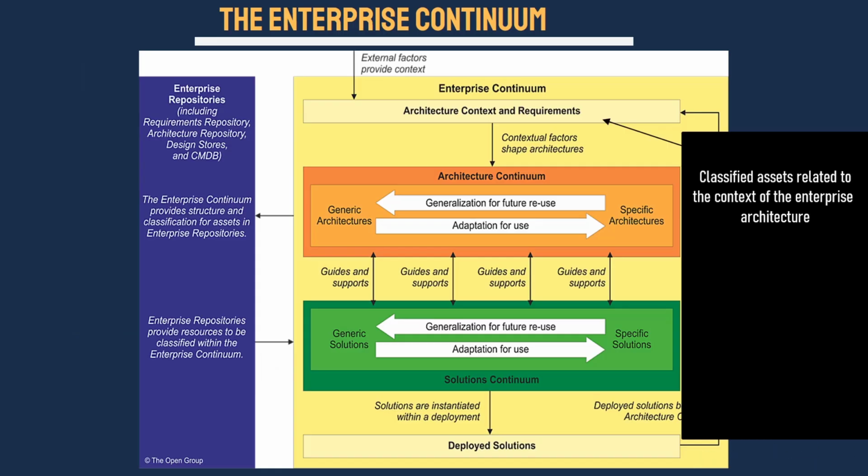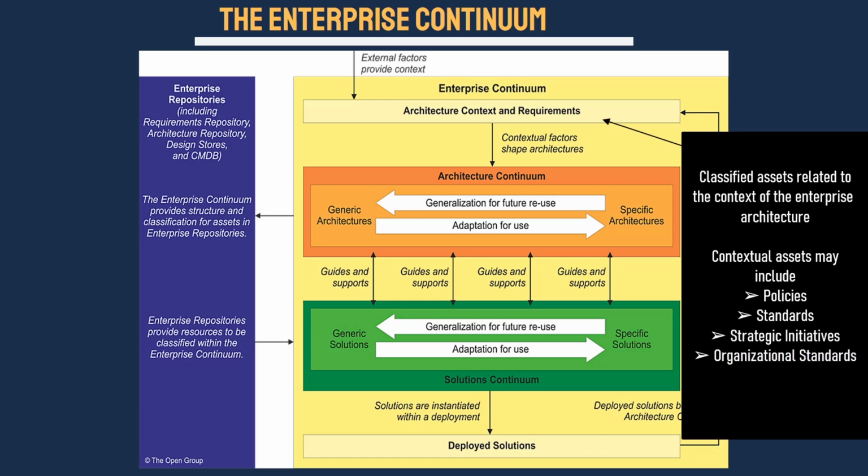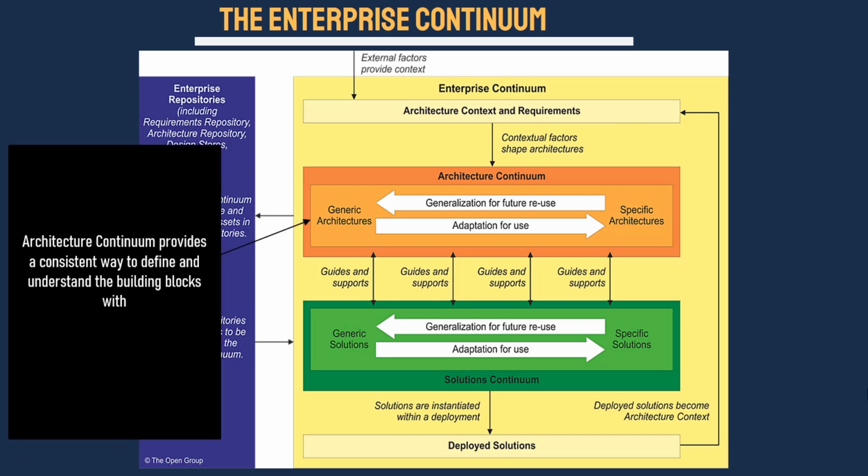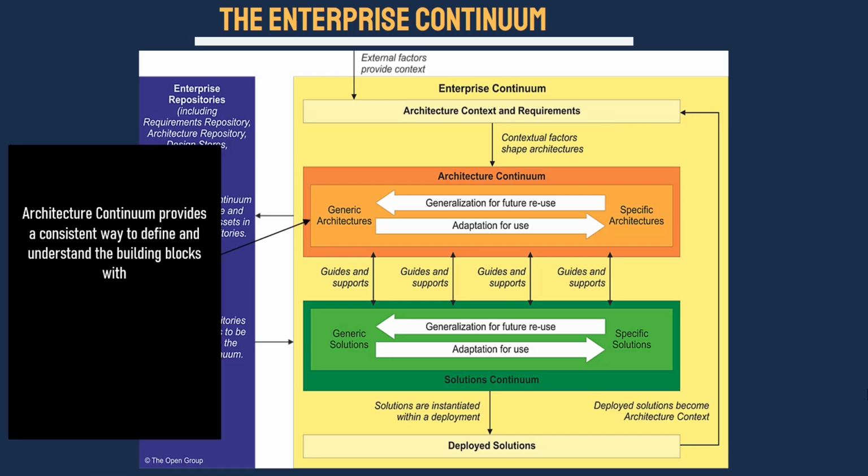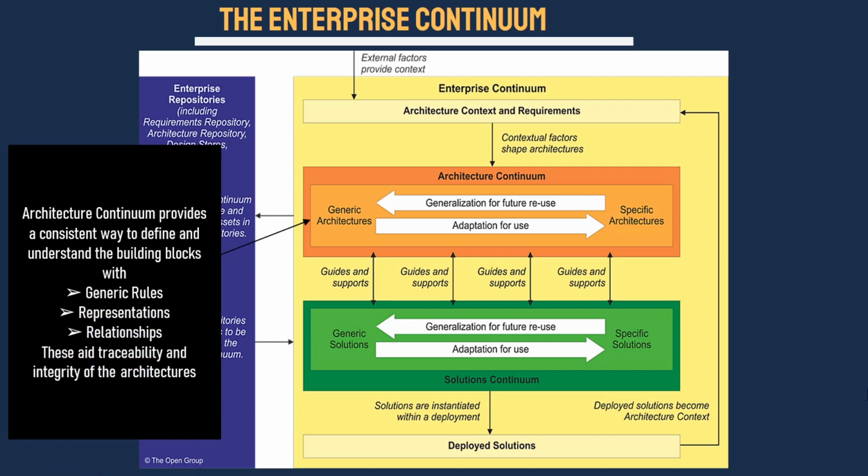Classified assets related to the context of the enterprise architecture. Contextual assets may include policies, standards, strategic initiatives, organizational standards, and enterprise-level capabilities. The Architecture Continuum provides a consistent way to define and understand the building blocks with generic roles, representation, and relationships. This is the traceability and integrity of the architectures.